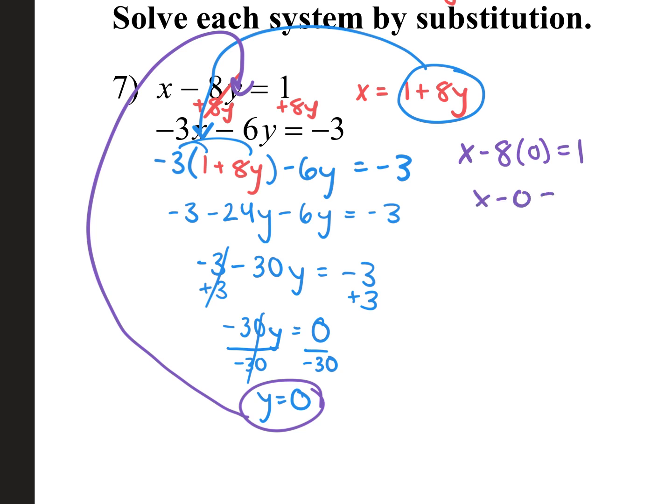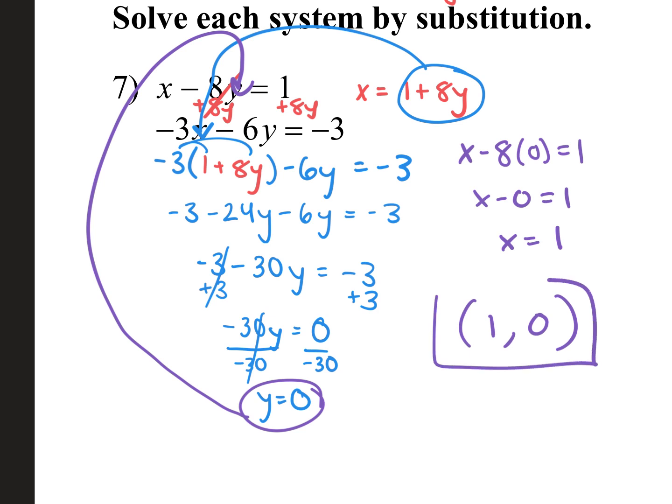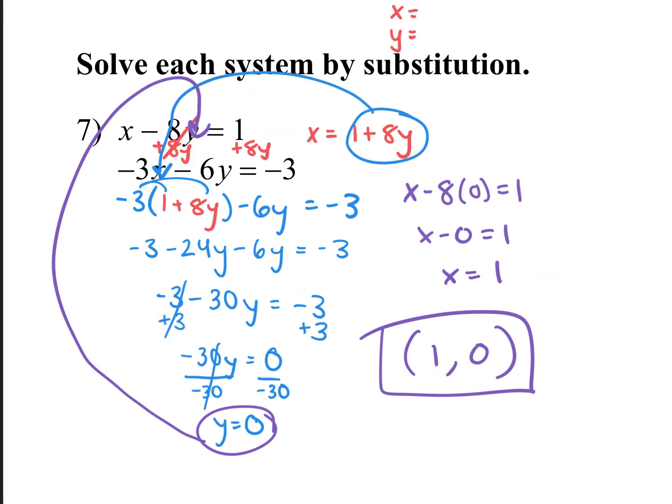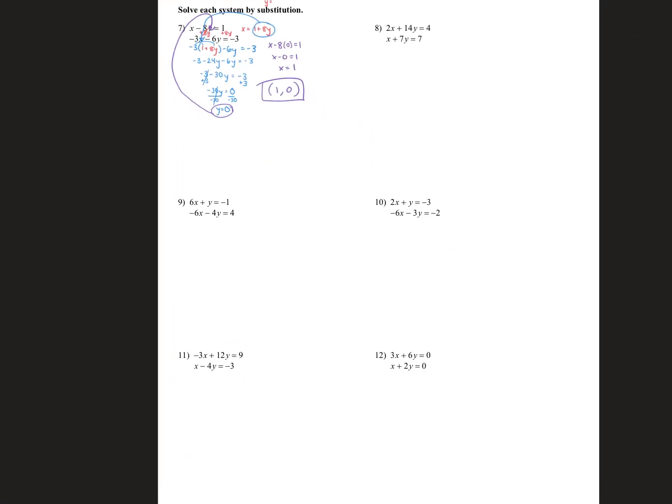So x minus 0 equals 1. So what does x equal? 1. How would we write our answer? 1 comma 0. Remember, it's the x and then the y. All right, let's go to the next page.